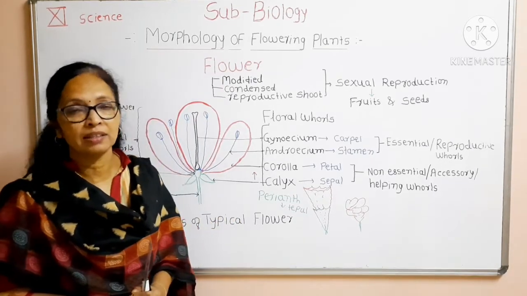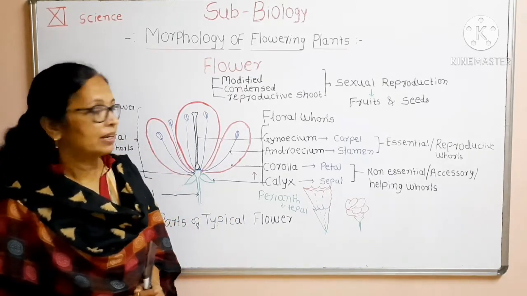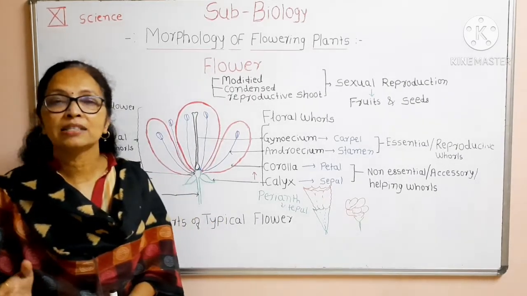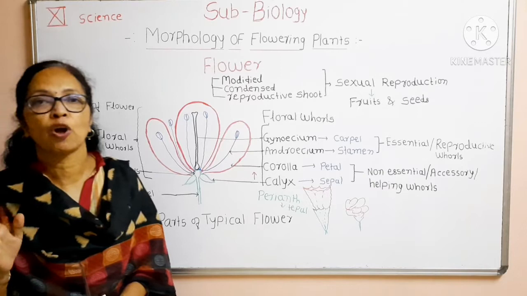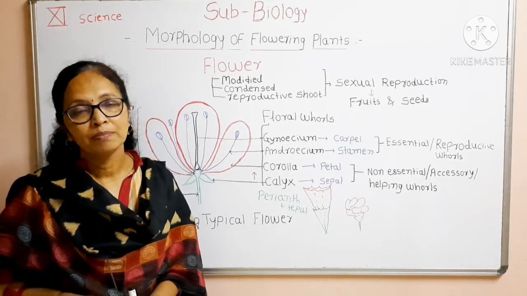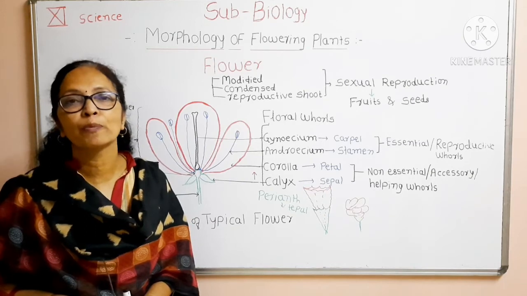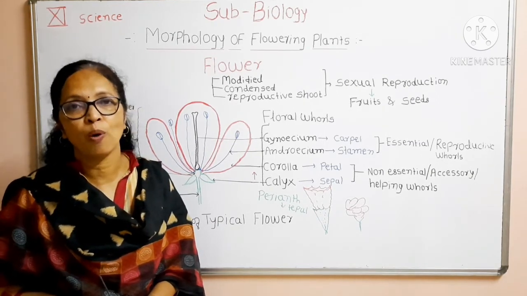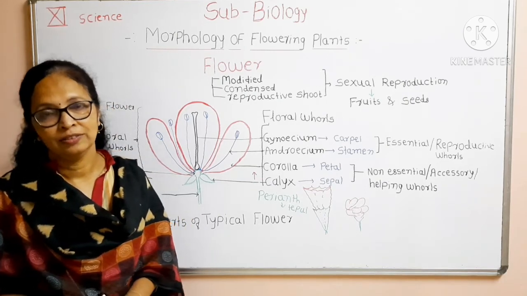Functions of the perianth are to protect the inner delicate whorls. When they are sepaloid, they perform the function of photosynthesis. And when they are petaloid, means petal-like, they perform the function of attracting insects for the process of pollination. Thank you.